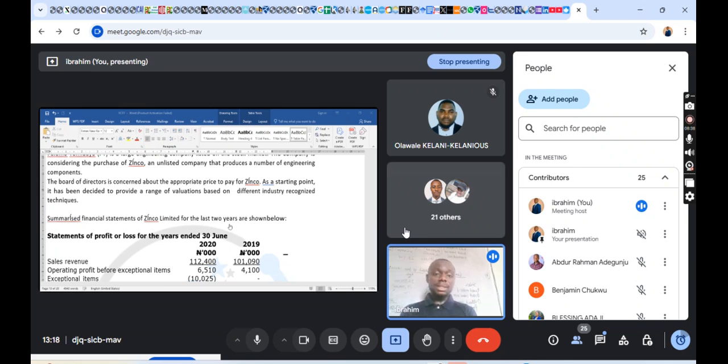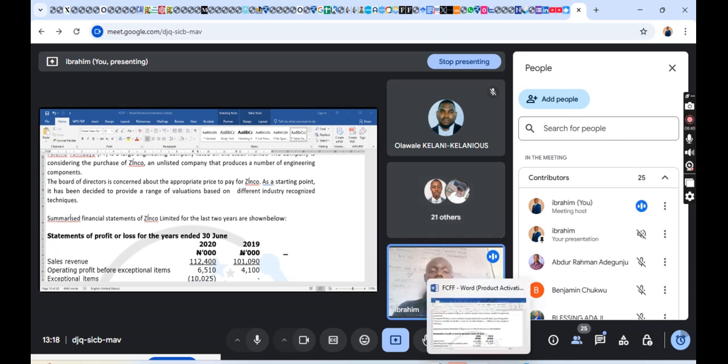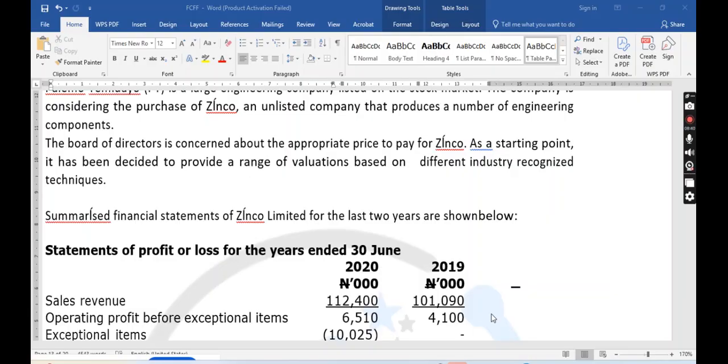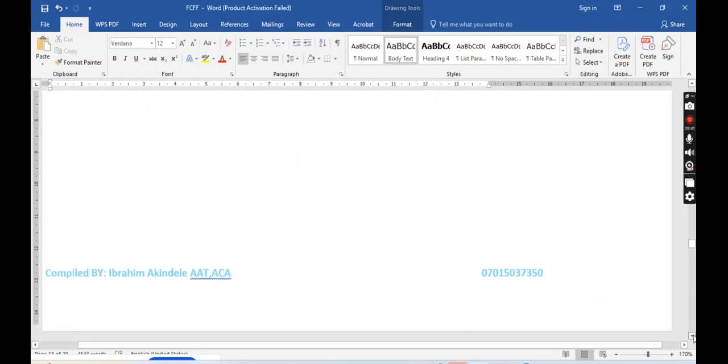Maybe in our next question, you will see how it is structured. We'll be doing everything in the report, putting our calculations and everything. We're told to do a report on that.